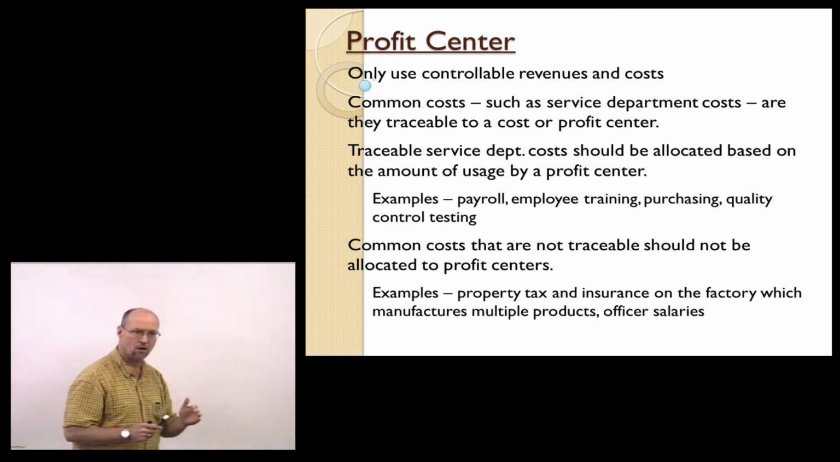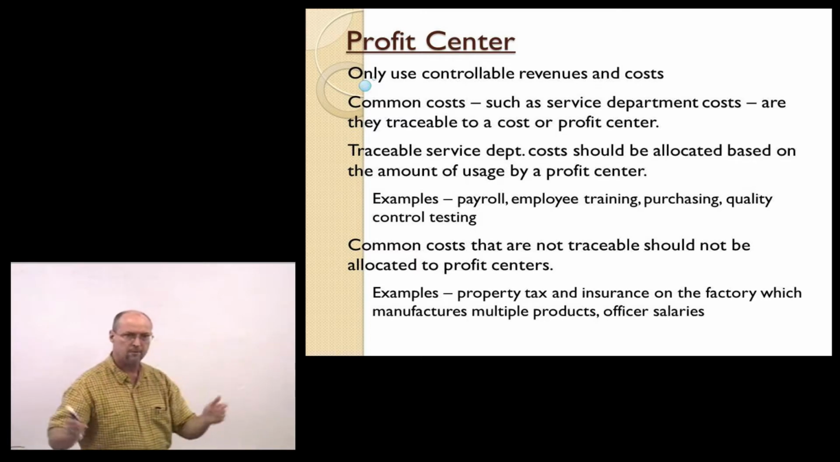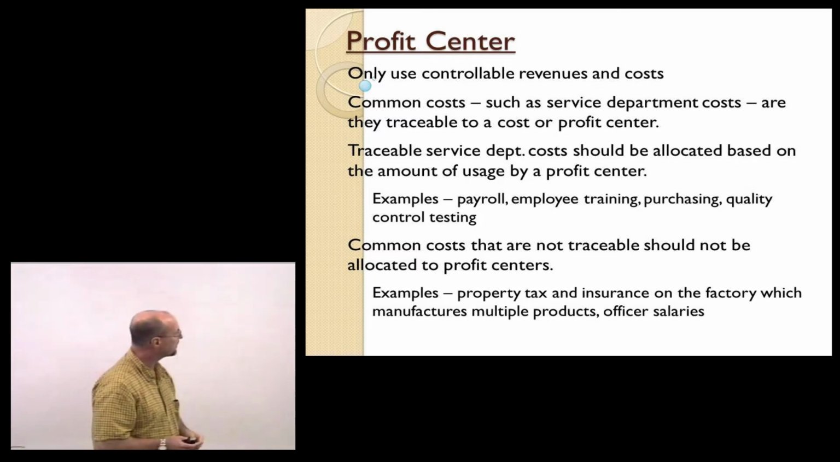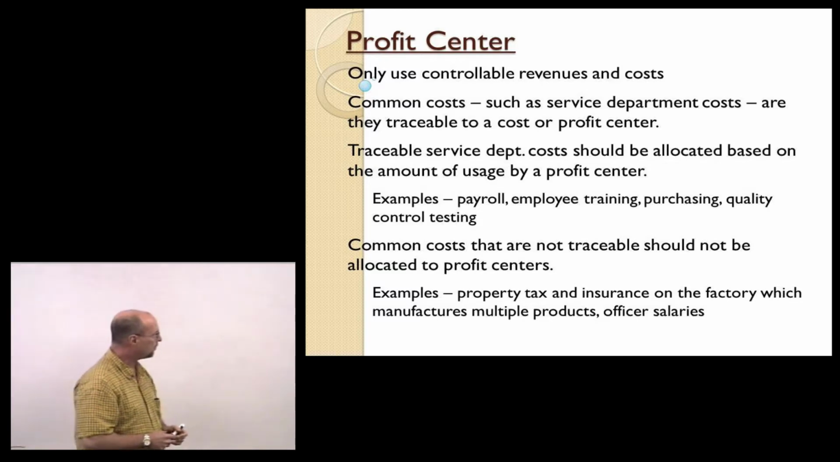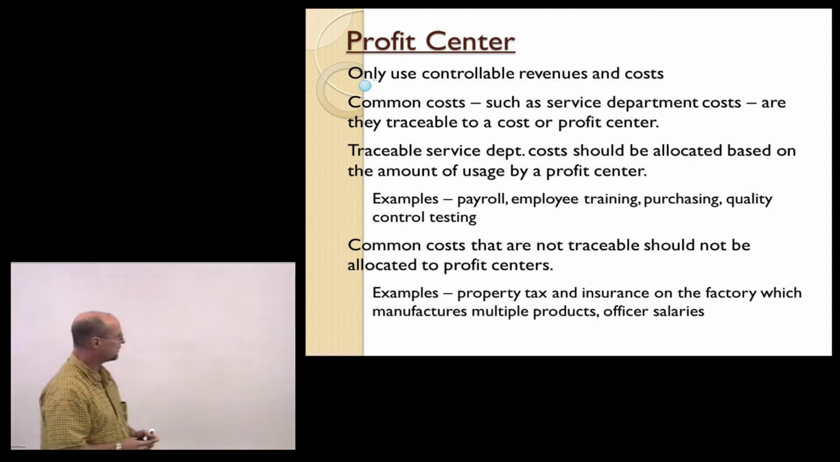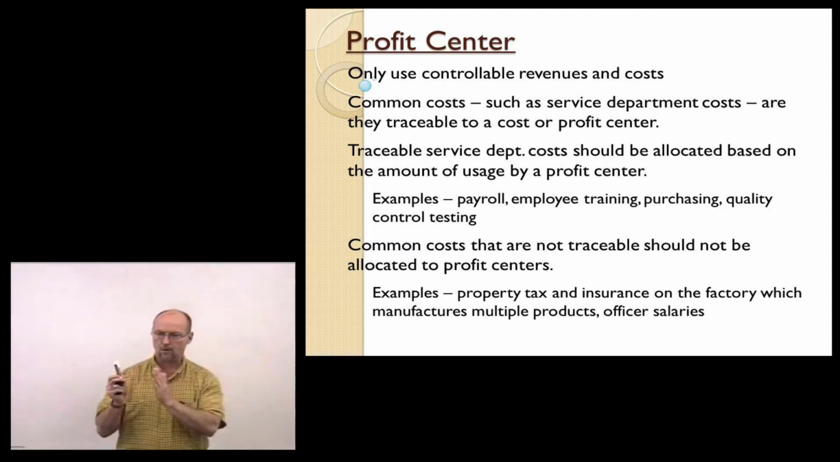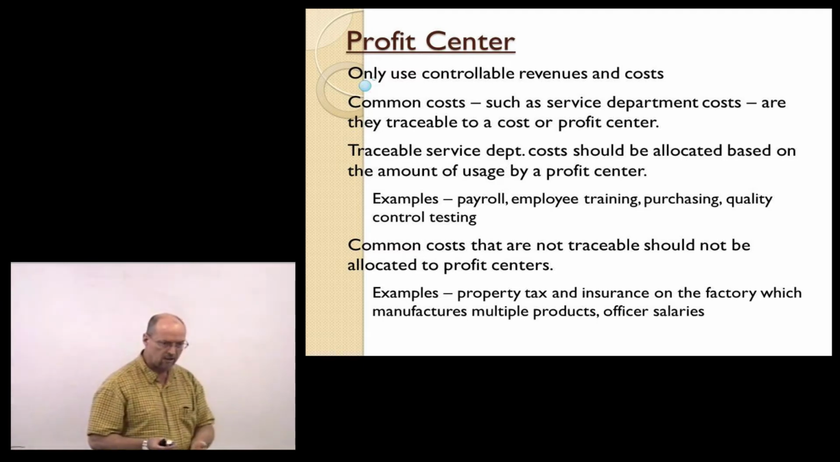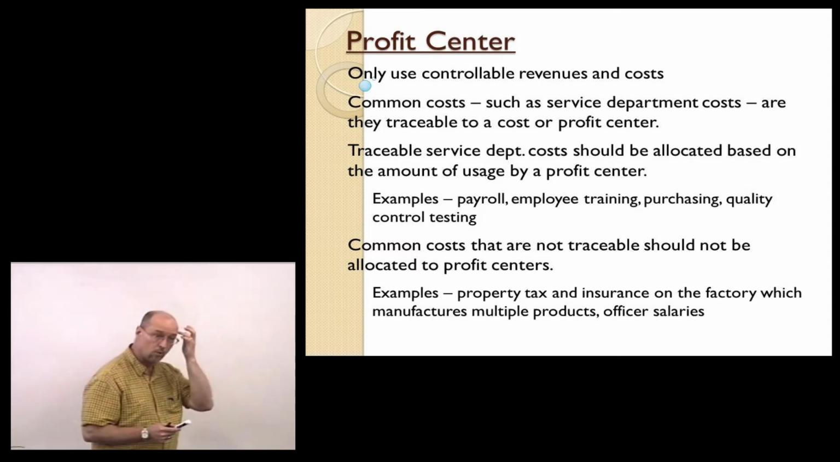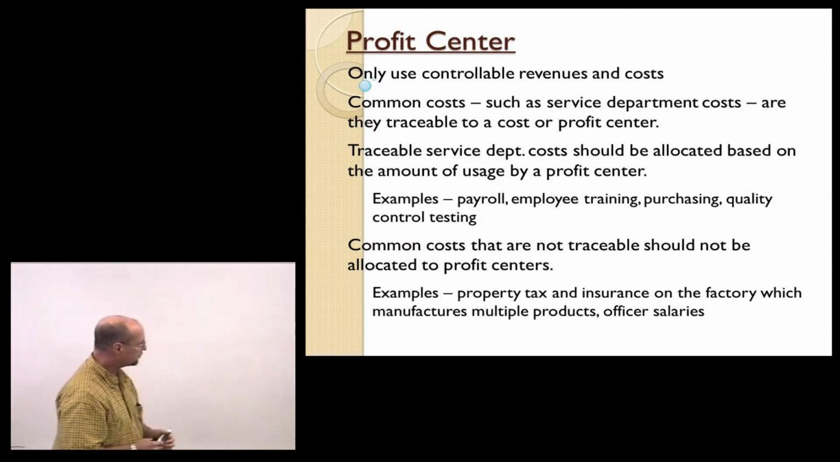Or are they what's called a common cost, which is a cost that services multiple departments? And we'll give you examples momentarily. Traceable service department costs should be allocated based on the amount of usage by a profit center. Examples, payroll, employee training, purchasing, quality control, testing, etc., where they're servicing multiple product lines or departments, then we could say, well, how much time and energy and activity did quality control testing incur to service this product line or this department? Same thing with payroll, in terms of the number of paychecks cut for employees. Common costs, generally speaking, are not traceable, should not be allocated to a profit center.